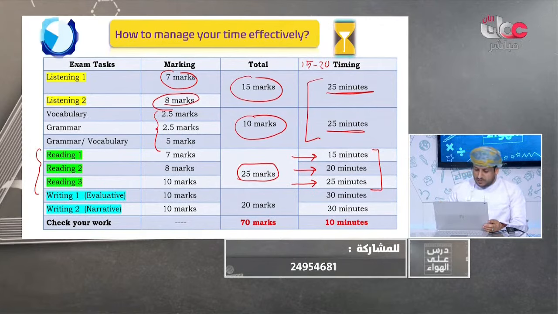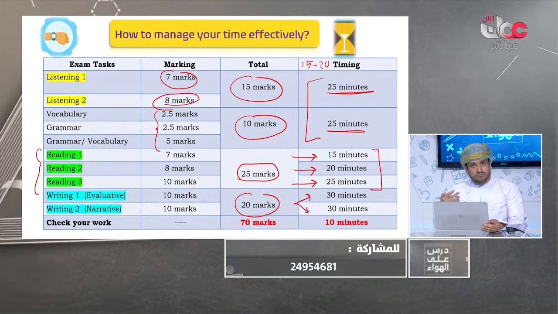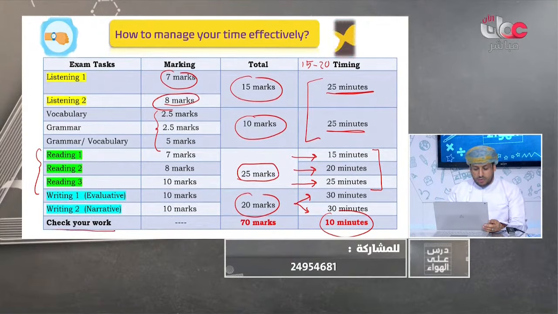For the last one, 20 marks. So 30 minutes at least. If you have enough training and enough practice of writing, you will just write it within 20 to 25 minutes. Then you can spare some time by the end of the exam to check and proofread. And I put here 10 minutes. For what? For checking your work.